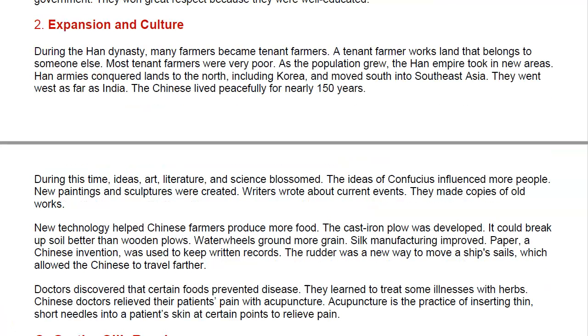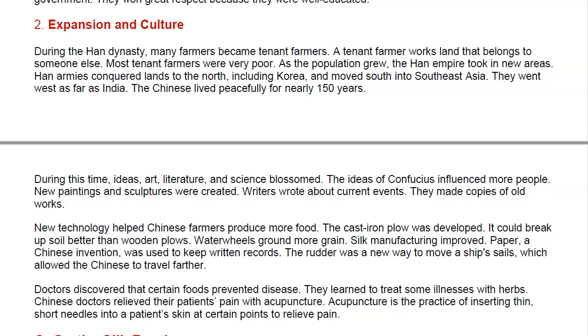Expansion and culture. During the Han Dynasty, many farmers became tenant farmers. A tenant farmer works land that belongs to someone else. Most tenant farmers were very poor. As the population grew, the Han Emperor took in new areas. The Han armies conquered lands to the north, including Korea, and moved south into Southeast Asia. They went as far west as India.